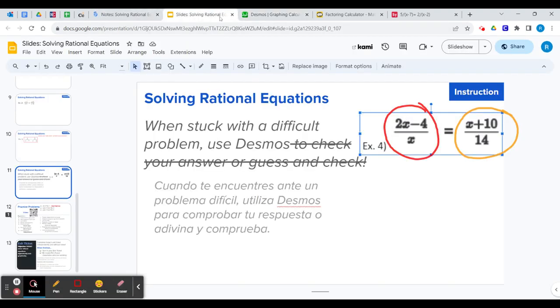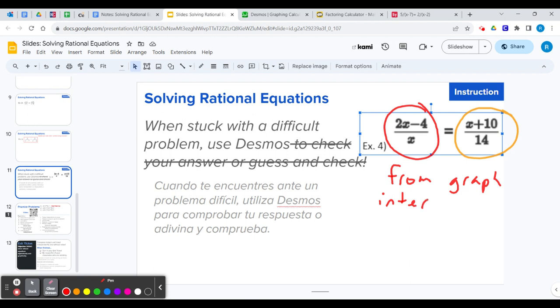So in our notes, what I'd recommend writing down is if you graph these things, then we get from graph intersections x equals 4 and x equals 14.